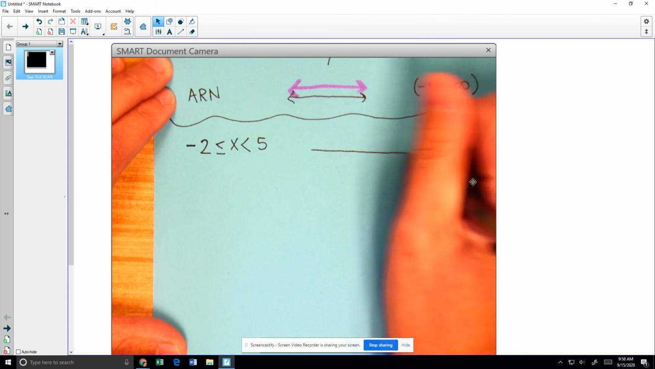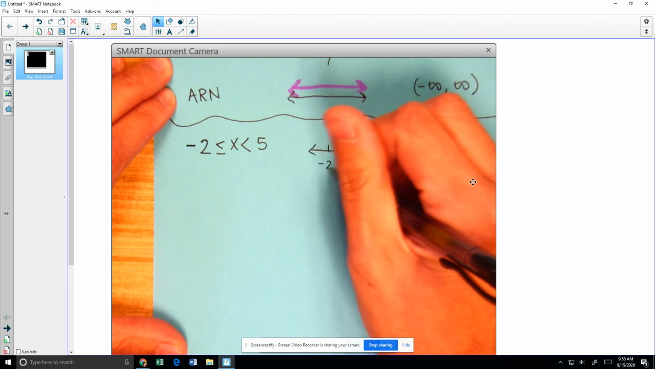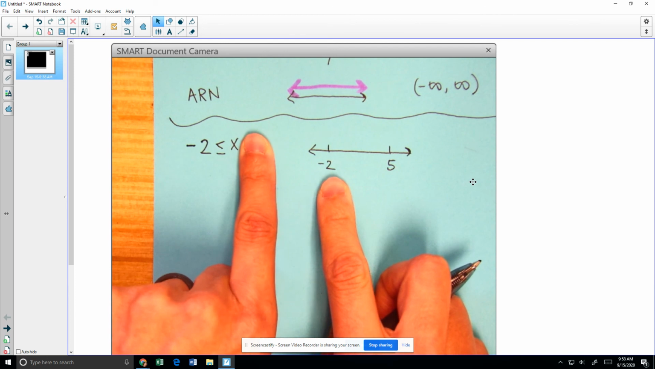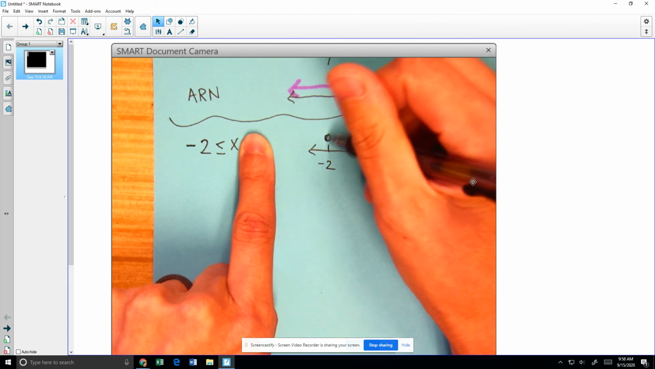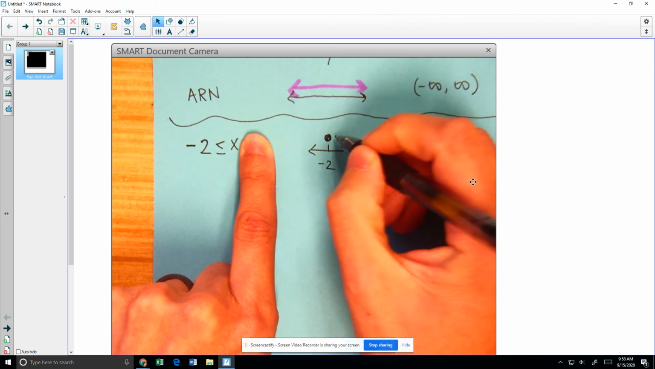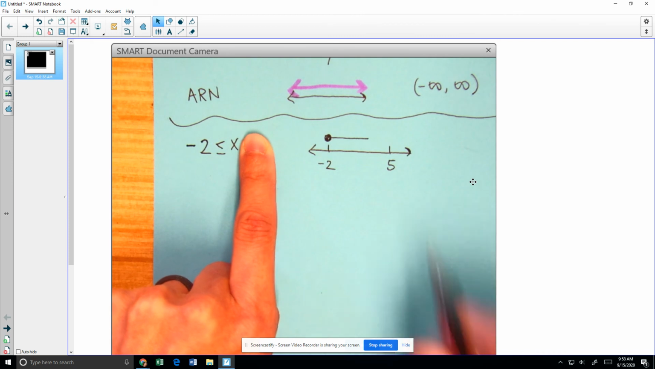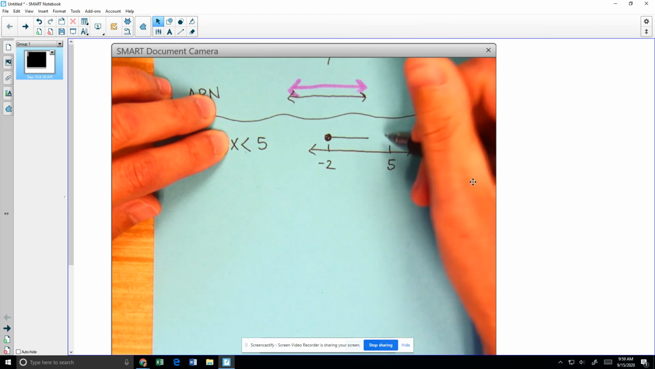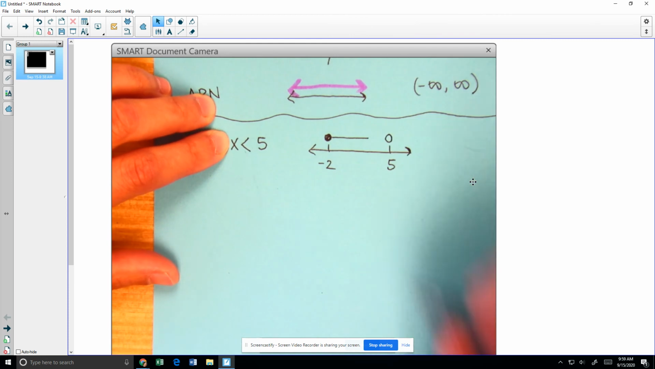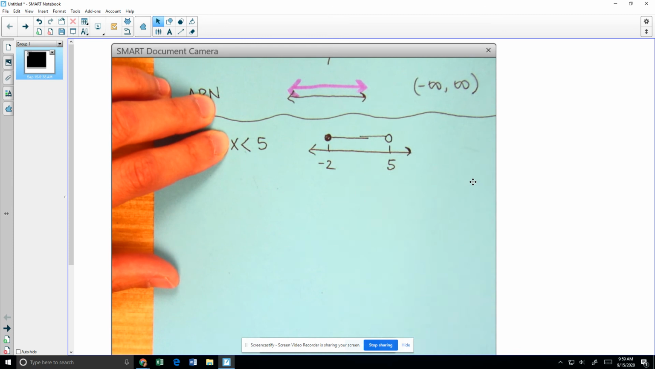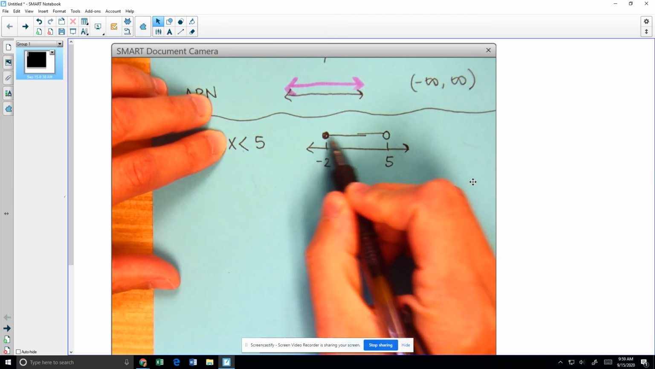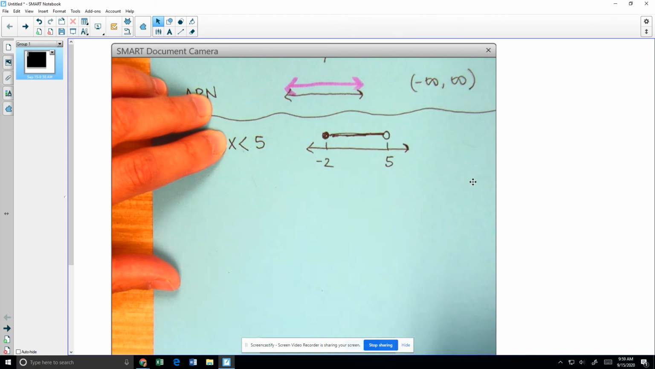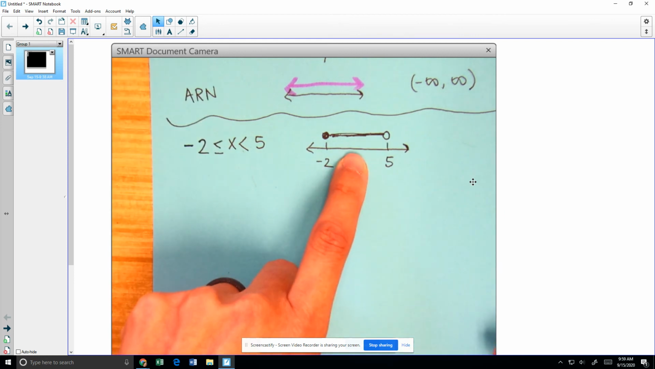So let me just show you right now how I would graph that. If X has to be greater than or equal to -2, it's a closed circle because it's or equal to, but it's greater than, so it goes that way. And then it keeps on going. But it has to be less than 5. So less than 5 means it's an open circle, but it has to be less, so it goes that way. So since it can go to the right or go to the left, but stop at these 2 points, you basically just connect it with a line. I'm going to teach that to you tomorrow.